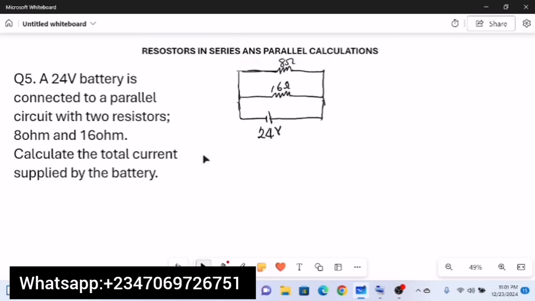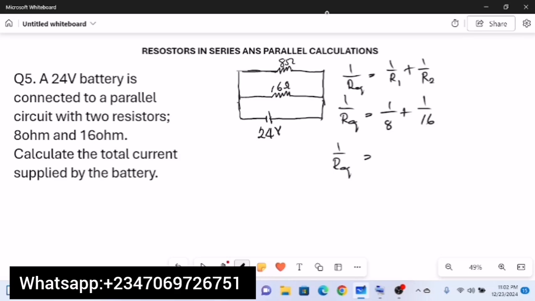So since we now understand that this is in parallel, we have to find what? First, the equivalent resistance, and that is going to be equal to, you remember, since it is in parallel, equivalent becomes reciprocal. So 1 over equivalent is equal to 1 over R1 plus 1 all over R2, depending on the total number of resistors you have. So this is actually 1 all over R equivalent equal to 1 over R1, there is 8, plus 1 all over R2, there is 16. So 1 all over R equivalent is going to be equal to, LCM between these two remains 16.